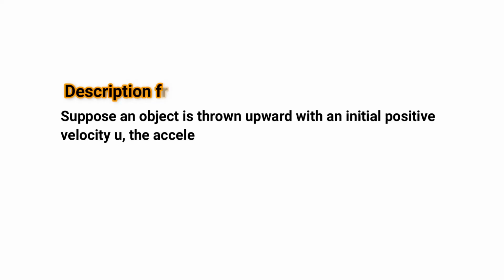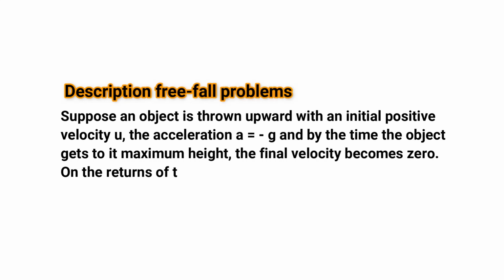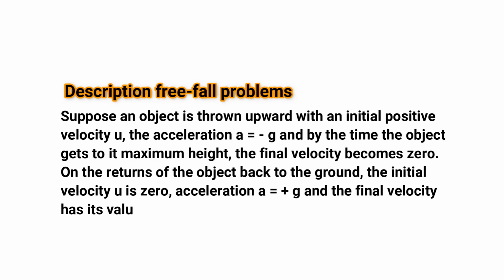Let's describe a free fall problem. Suppose an object is thrown upward with an initial positive velocity u. The acceleration a is equal to minus g, and by the time the object gets to its maximum height, the final velocity becomes 0. On the return of the object back to the ground, the initial velocity u is 0, acceleration a is plus g, and the final velocity has its value on hitting the ground surface.